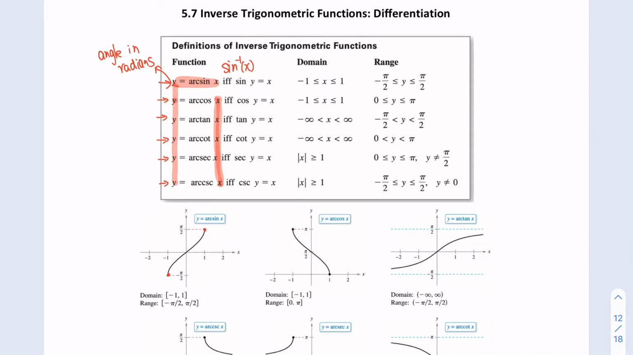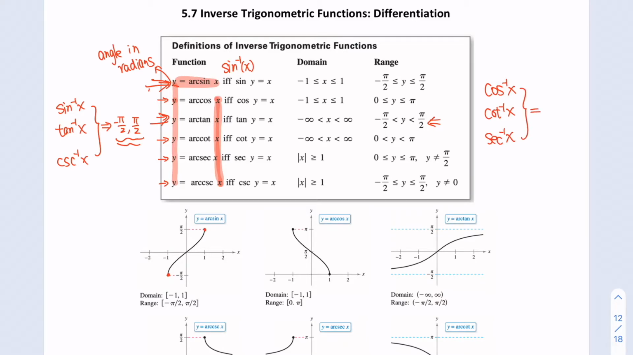For sine inverse, tangent inverse, and cosecant inverse of x, this will give us a value between negative pi over 2 and pi over 2, open or closed. For tangent, it's open, the other two are closed. And for cosine inverse, cotangent inverse of x, and secant inverse of x, this will give us a value between 0 and pi.